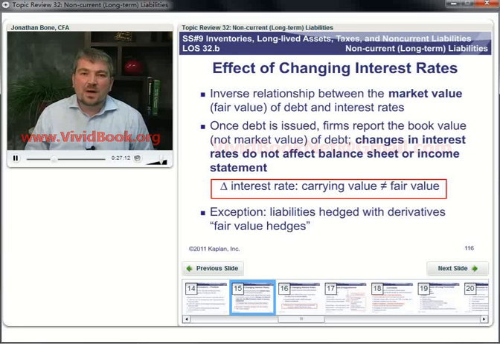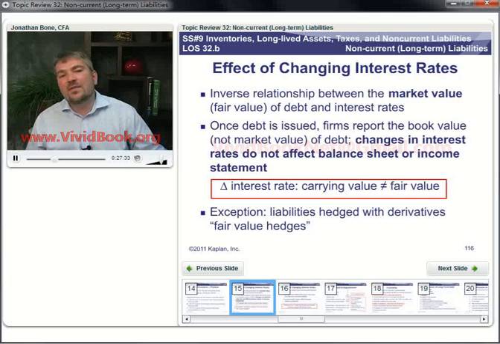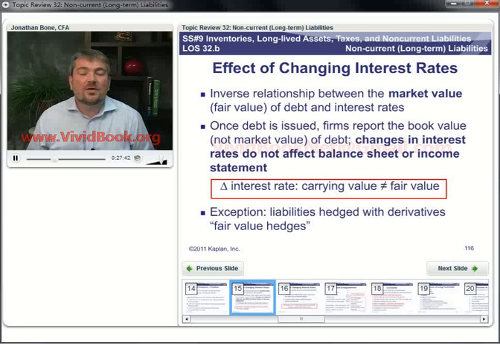Now, of course, once debt is issued, the firms initially report the book value of debt. The market value of debt is not reported in the balance sheet. Changes in the value of your bonds, simply because interest rates have fluctuated, does not affect the balance sheet or the income statement. Why? Because it's not the company's problem. The company was only interested in the market rate when the bond was issued because that affected the proceeds they got. Subsequent fluctuations in market rates and bond prices, that's the investor's problem, not the company's.